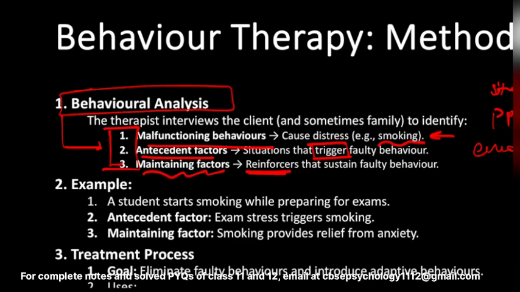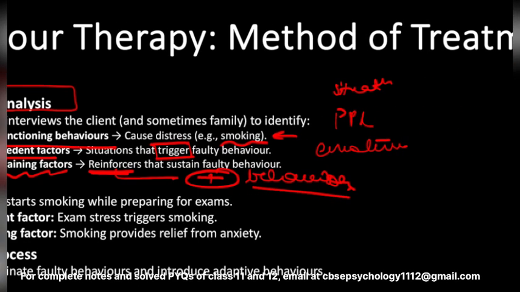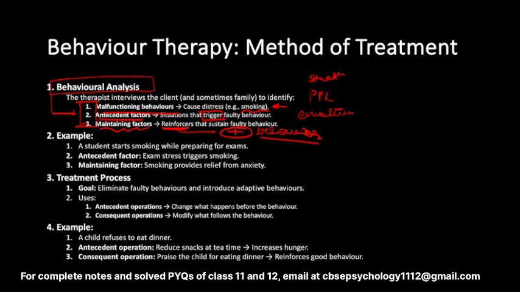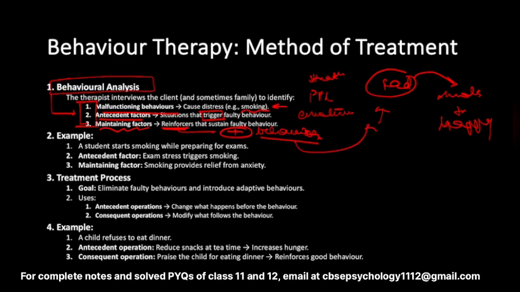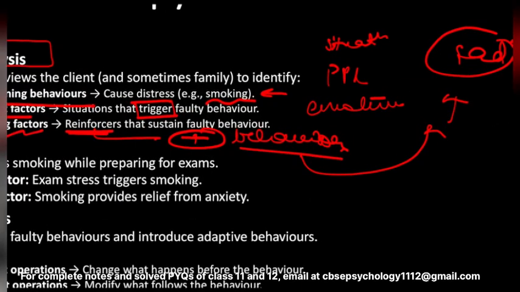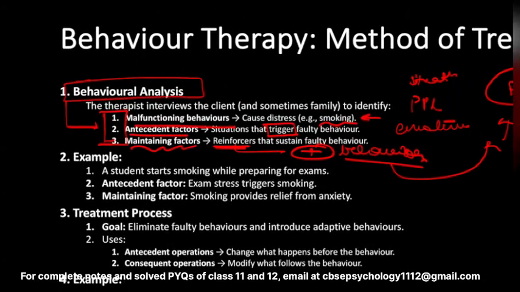What is a reinforcer? Anything which increases the likelihood of a behavior happening. So for example, if someone feels relaxed after smoking, so whenever they are in a sad state, they would want to smoke, and this will make them happy. So therefore, sadness becomes a reinforcer for smoking behaviors.